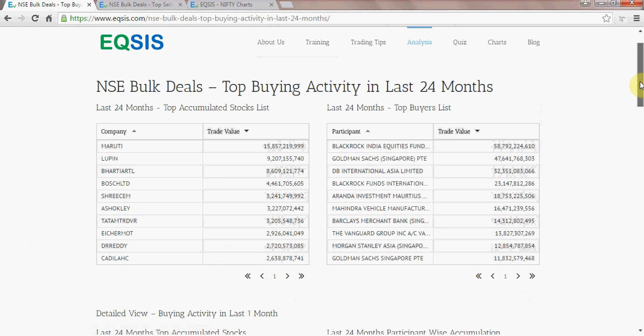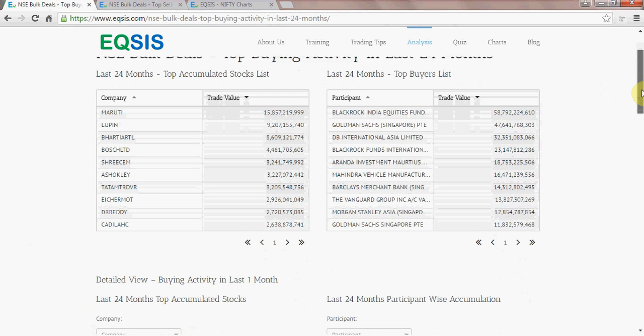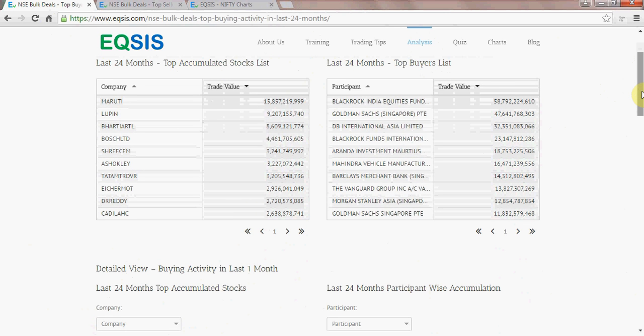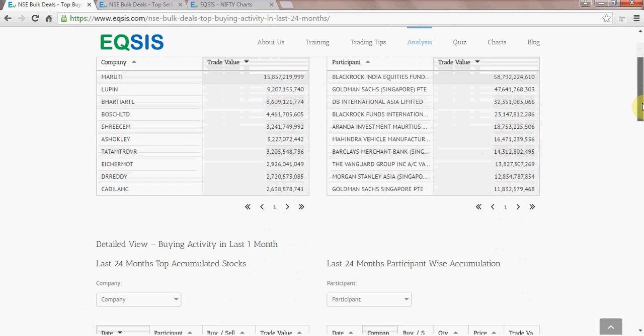Pay attention here, guys. This is a tweak I'm going to do now. We know one thing: Maruti was the traders' favorite. But we just wanted to know at what level people purchased Maruti. So how do I get this information? Slightly scroll down.